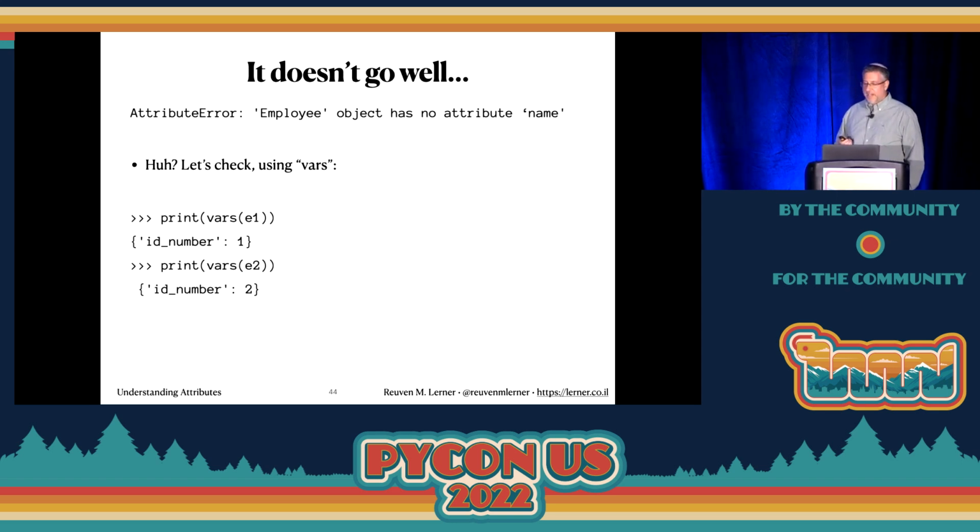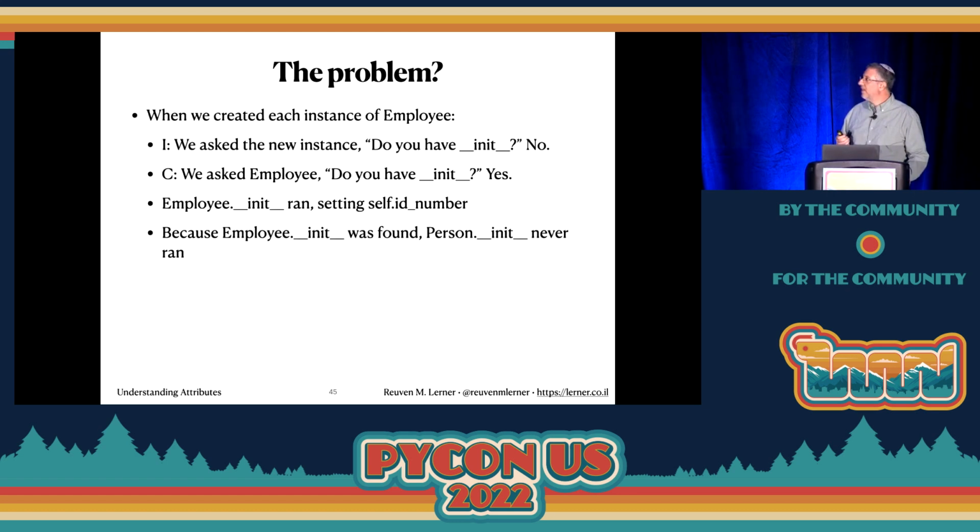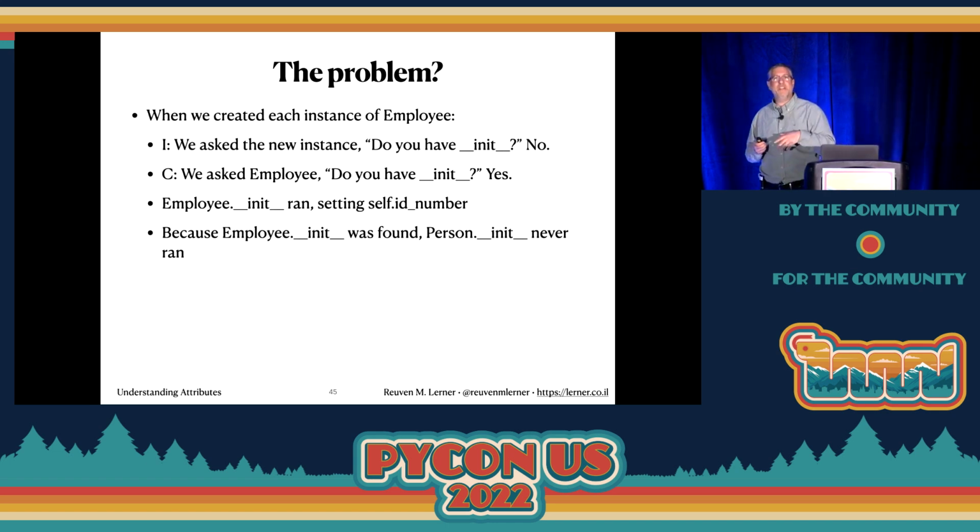So what's going on here? Well, here's the thing. The name attribute was never set. We never got to person.init in which name was set. And the problem is basically this. We created a new instance of employee. We asked the new instance, do you have init? No. We asked employee, do you have init? Yes. That ran. We never got to person.init. Because it never ran, name was not added.